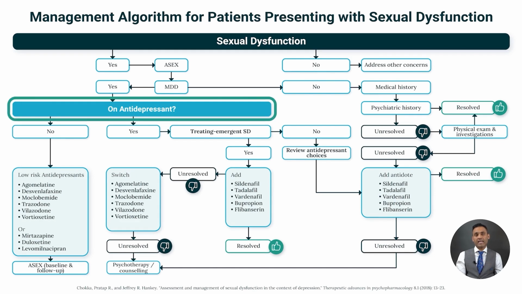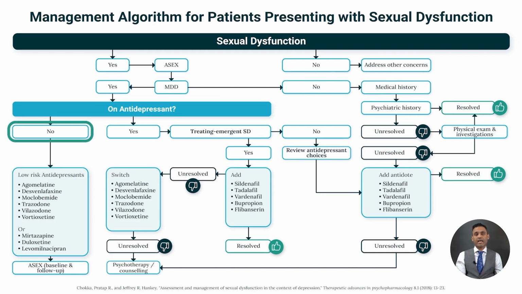On the other hand, if the individual has sexual dysfunction and major depressive disorder, the next question is, are they on an antidepressant? If they're not on an antidepressant and they are depressed, then one must consider the possibility that depression itself is leading to sexual dysfunction or most certainly exacerbating it.